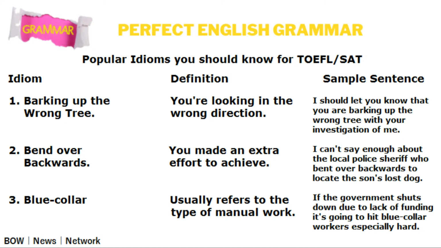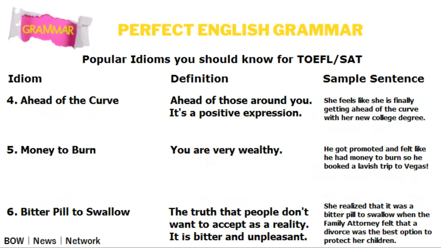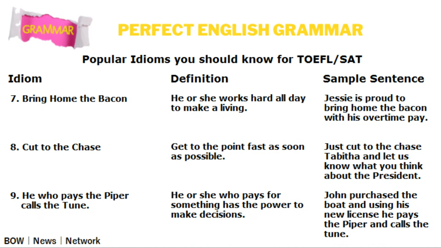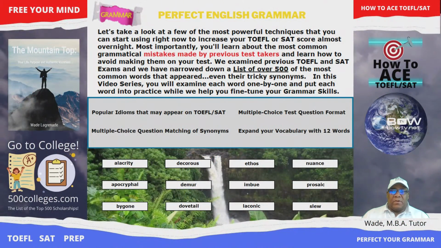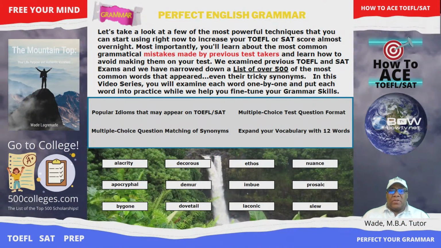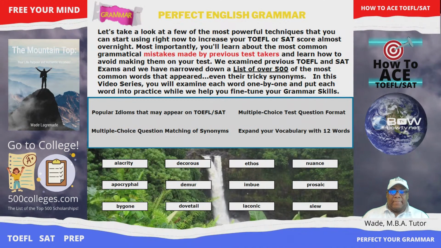So we have barking up the wrong tree, bend over backwards, blue collar, and then we have ahead of the curve, money to burn, bitter pill to swallow, bring home the bacon, cut to the chase, he who pays the piper calls the tune, and we have in for a penny, in for a pound, it's not rocket science, and then we have the word kickback. So those are 12 idioms that we covered in volume 1, and we're now in chapter 10.